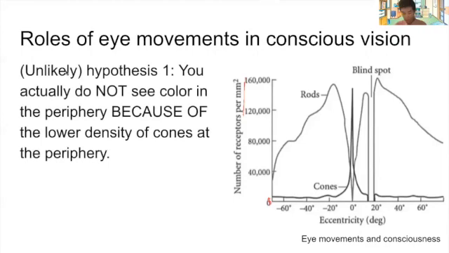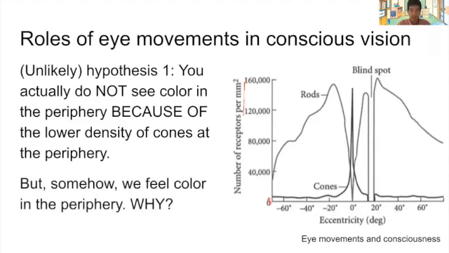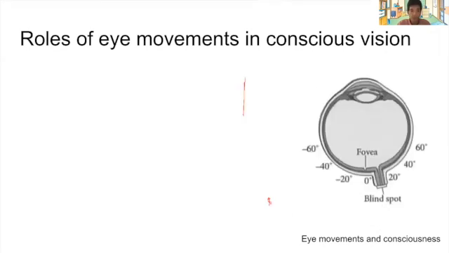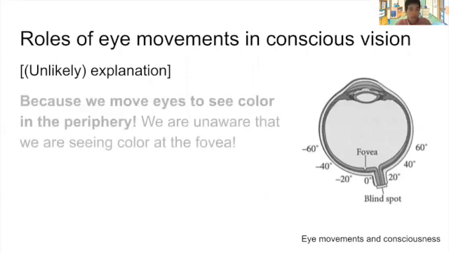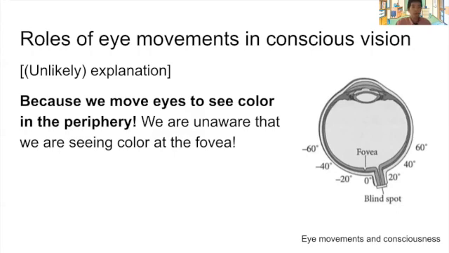But one of the things these people also say is that you actually do not see color in the periphery, at least not very well, because of the lower density of cones there. But somehow we feel color in the periphery, and why, that needs to be explained. One possible explanation is this. We move the eyes all around to see color in the periphery, and we are unaware that we are seeing the color at the fovea. So every time we feel like we see color in the periphery, it is because of memory and expectation of the color: we directly look at it with the fovea, then come back to the other location, and still remember or reconstruct the experience around the periphery. That's one explanation. Here the eye movement comes to the center of the scene.